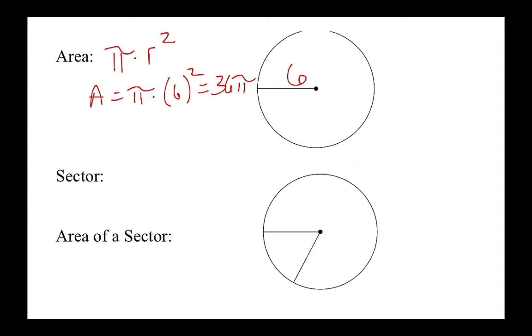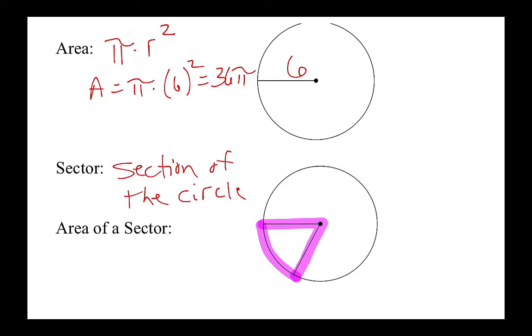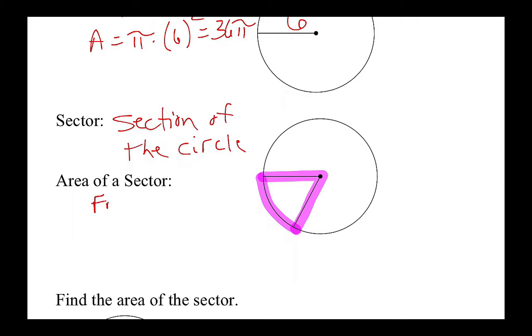But if I want to know the area of a sector, which is nothing more than a piece of the circle, or a piece of pie, a lot of people think of it. So a sector is just a section of the circle. And to find the area of a sector, we're again going to find the fraction of the circle that we have. So fraction of the circle multiplied by the total area.